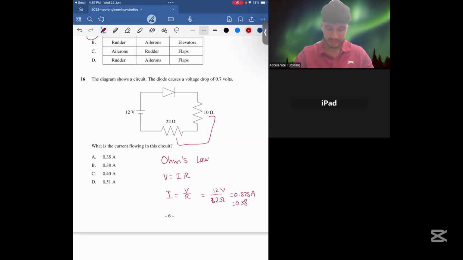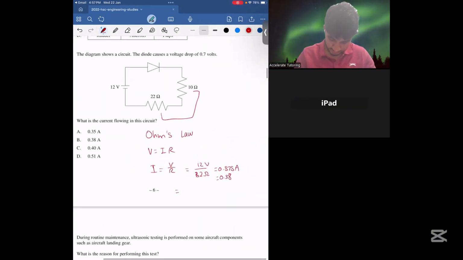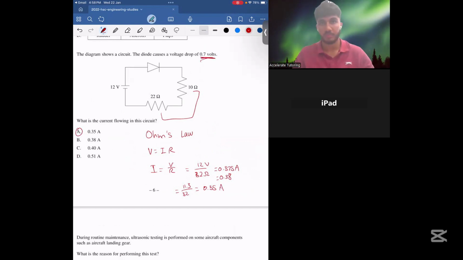However, it says the diode causes a drop of 0.7 volts. So we're not dividing by 12. We're dividing by 12 minus 0.7, which is 11.3 over 32, which is 0.35 amps. So our answer is A. So the trick here is to account for that drop of 0.7 volts. We can't do 12 divided by 32. We have to do 11.3 divided by 32.